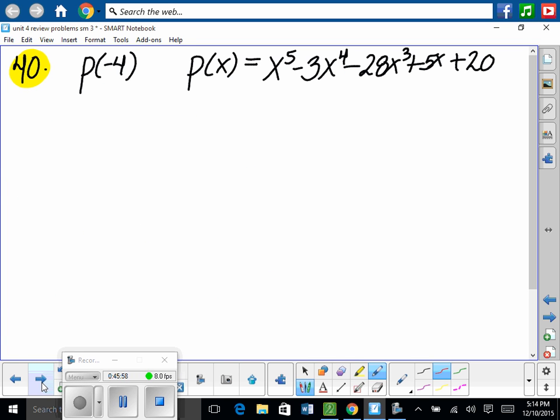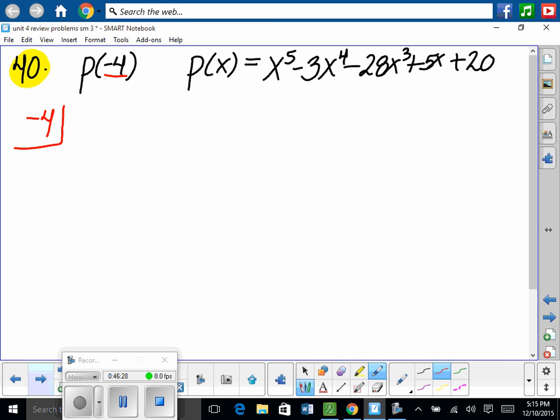Okay, so number 40 says, use synthetic division and the remainder theorem to evaluate p of negative 4 for p of x is equal to this. So you just can test to see if these two things come out evenly. So we're just doing two things. We're going to do synthetic division using negative 4, and we're also going to plug in negative 4, because the remainder theorem says if you plug in negative 4 into your polynomial, you'll get the same thing that you will as your remainder when you do synthetic division.